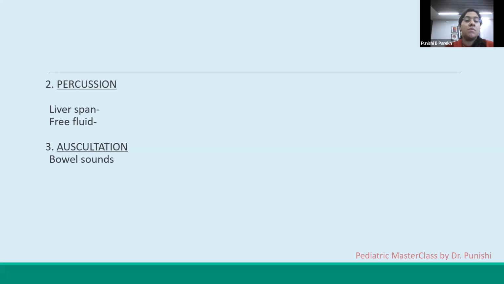And obviously, because you have abdominal distension, you check whether or not you have any free fluid. So you do your horseshoe, shifting dullness, and fluid thrill to look for any free fluid. On auscultation, whether or not bowel sounds are heard, which more likely should just be normal in this case.